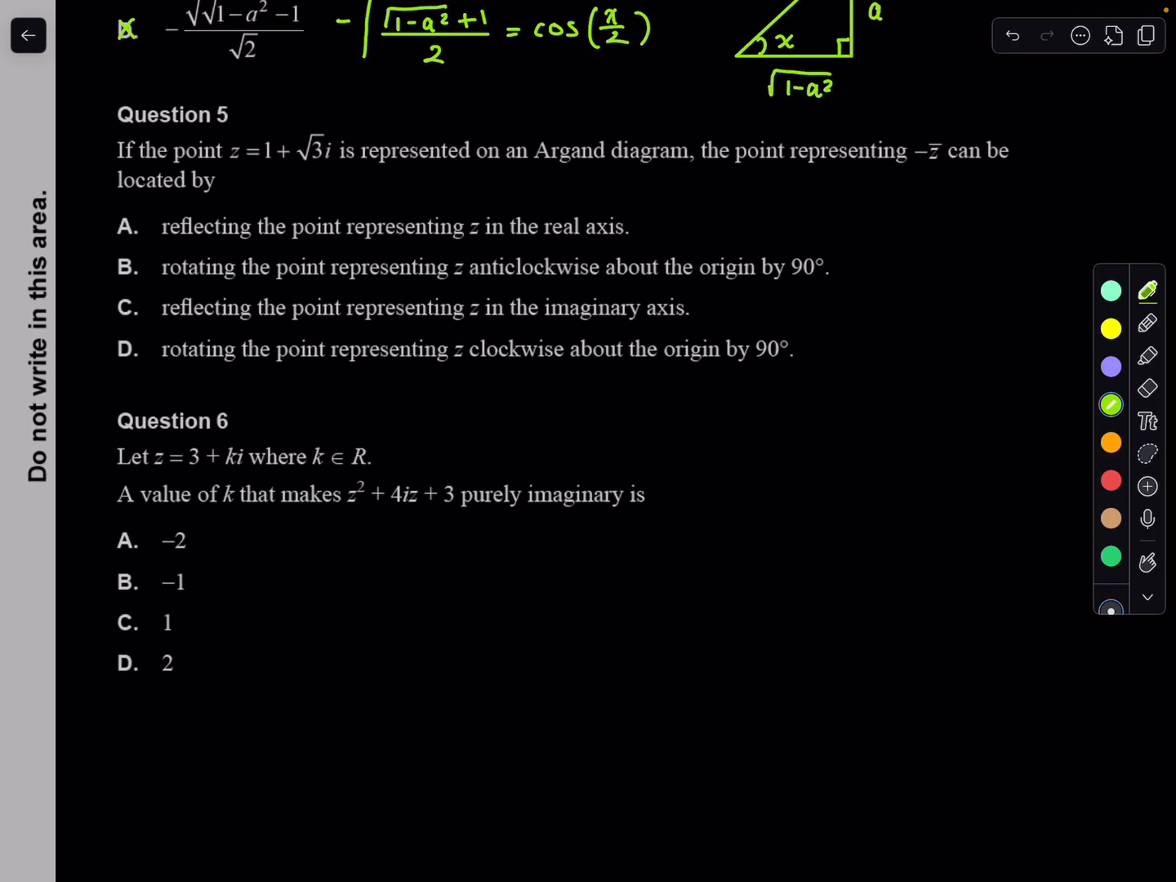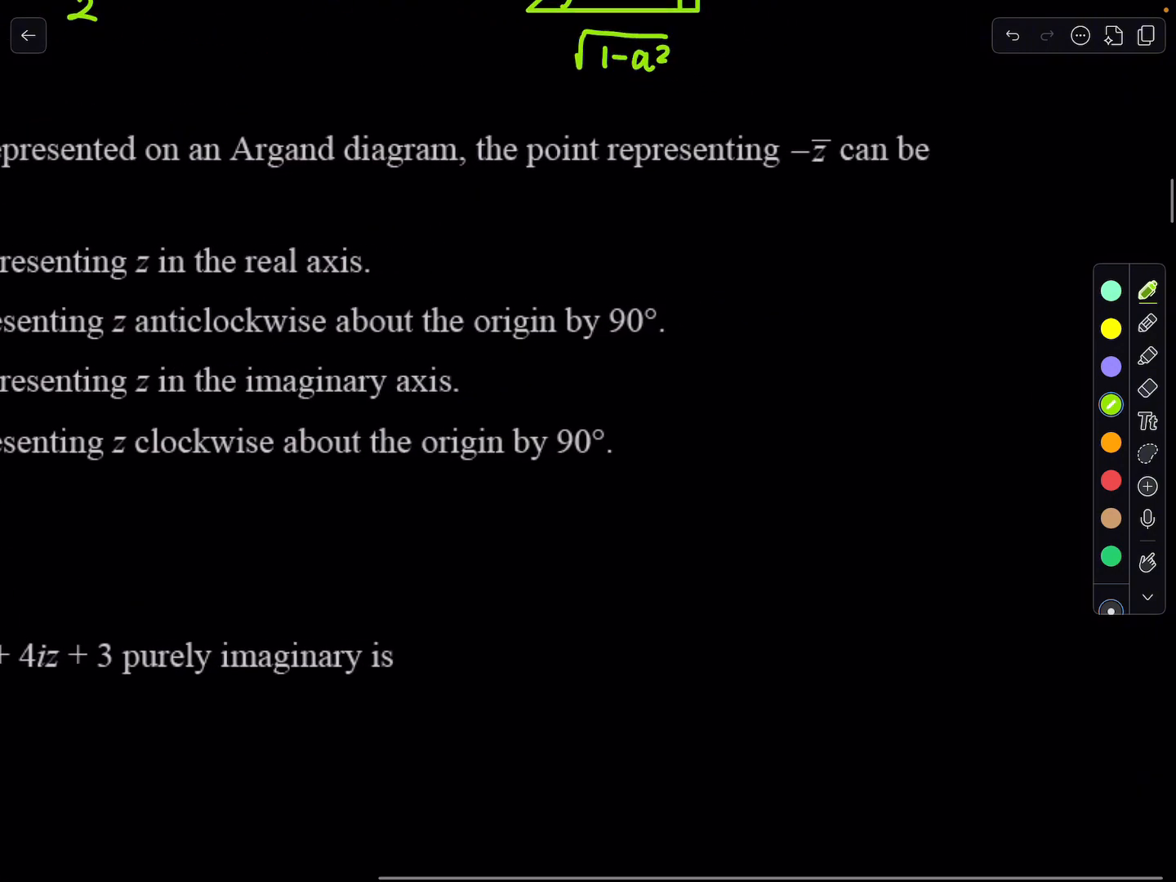If the point z equal to 1 plus root 3i is represented on the Argand diagram, the point representing negative conjugate of z can be located by reflecting the point representing z in the real axis, and so on. Okay, there's a lot happening here. Let's first think about it. So let's draw a nice Argand diagram here.